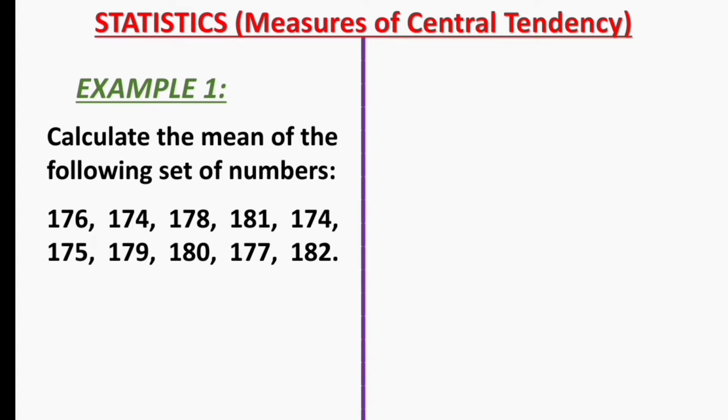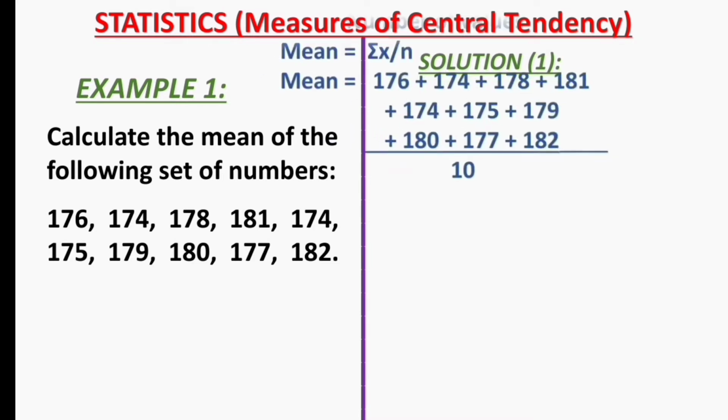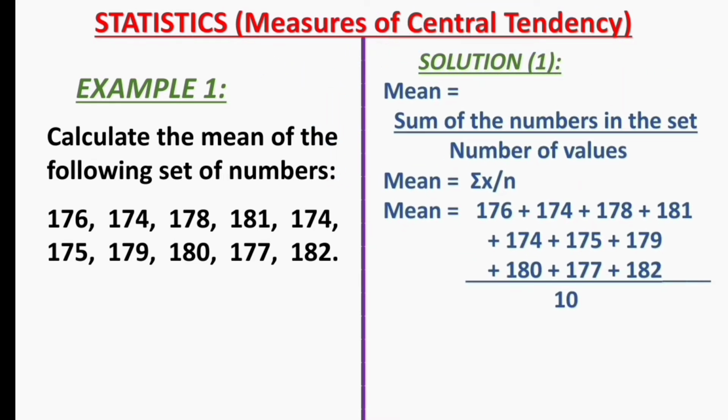Before we see the solution to example 1, can you still remember the formula for mean? Let's see if you can. Let's see the solution to question 1. The formula for mean is sum of the numbers in the set divided by number of values. I hope you got that right. In symbolic form, the mean is sigma x divided by n.